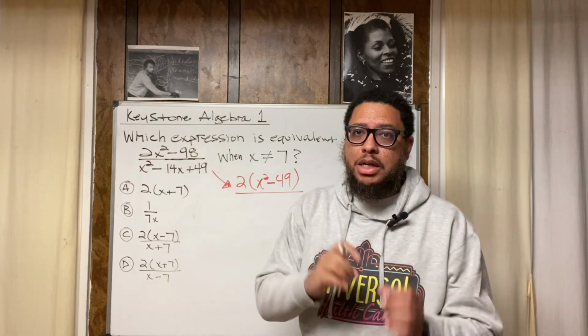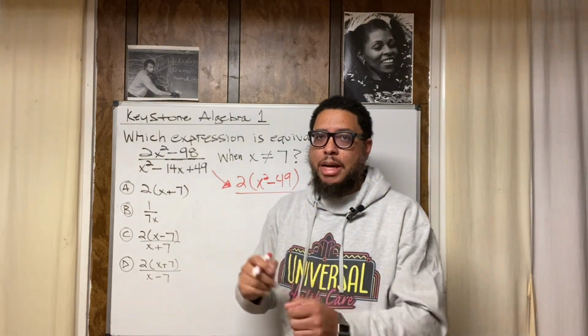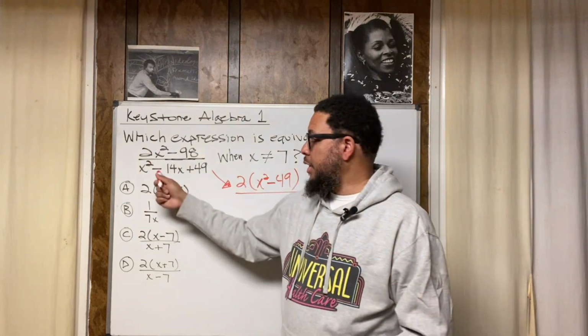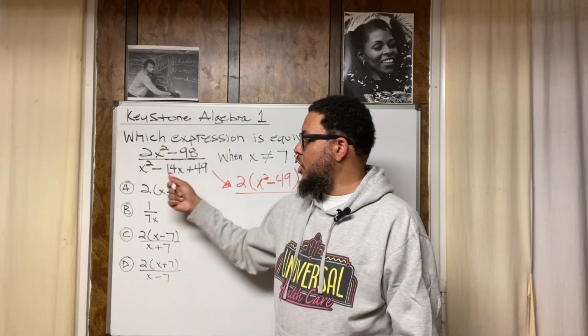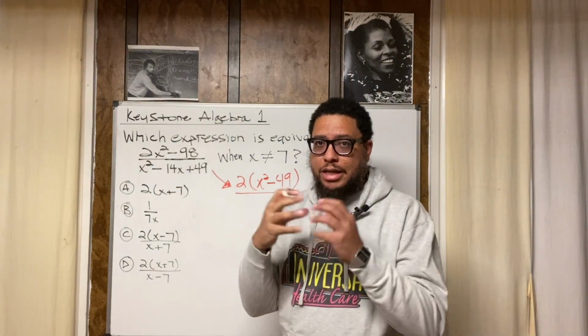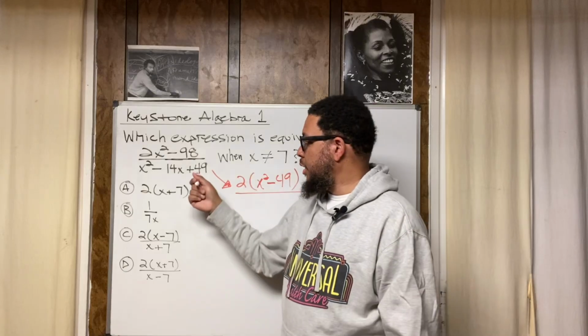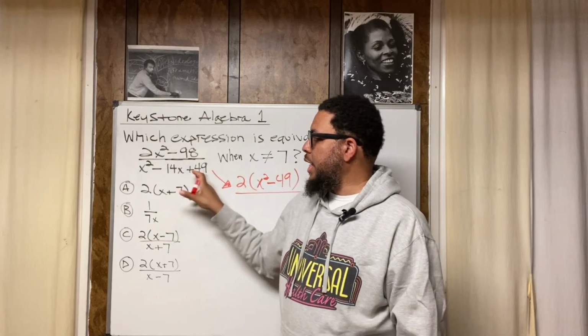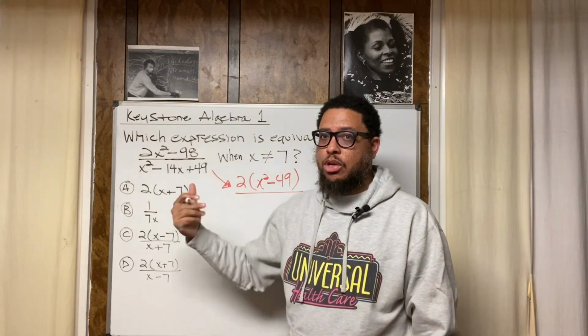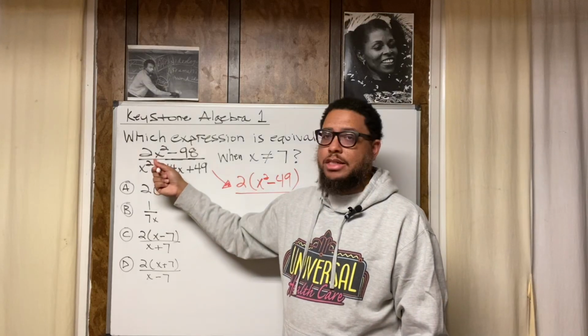Terms are separated by plus or minus signs. Right? That's a minus sign. That's a plus sign. So this is a term. This is a term. The 14 with the x together is one term. 49 is a term. This is a trinomial. It's also a quadratic. How do you know that? The biggest exponent you see is a 2.